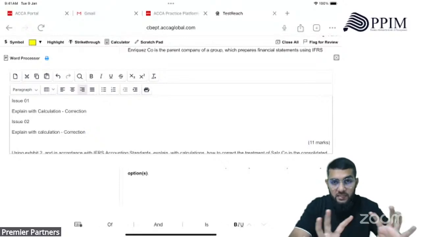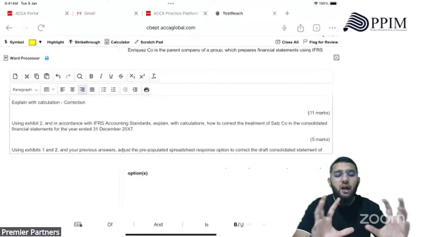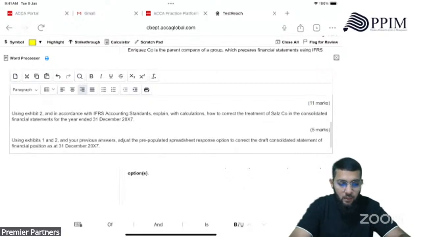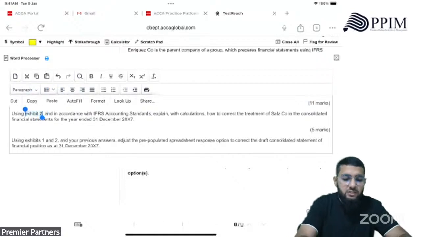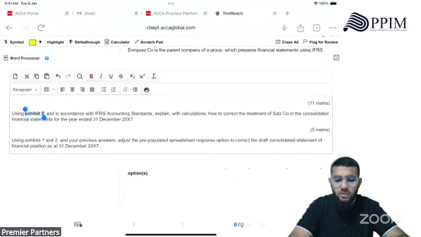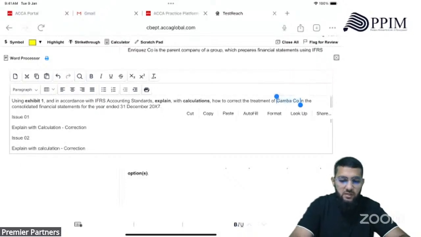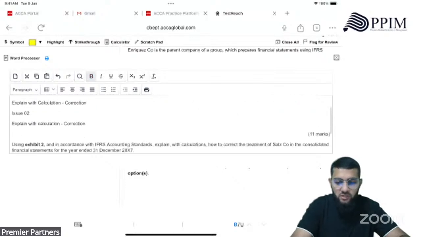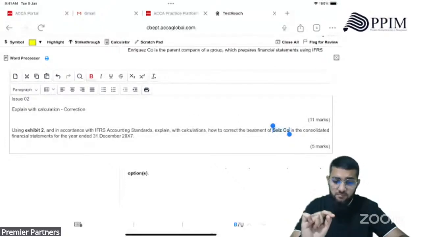Okay. Now, explaining this practice platform, I'm not going to do the answer here. We are going back to Word and Excel as usual, but I'm using this just to give you an idea how to structure your answers. Okay. Right. The second requirement, or requirement B, asks you specifically to use Exhibit B. Right. Again, now this is Gamba, just to make a note of that also. So there are 2 issues that they're speaking about. Exhibit 1 speaks about Gamba Co. Exhibit 2 speaks about Sales Co. Again, correction is required. Right?